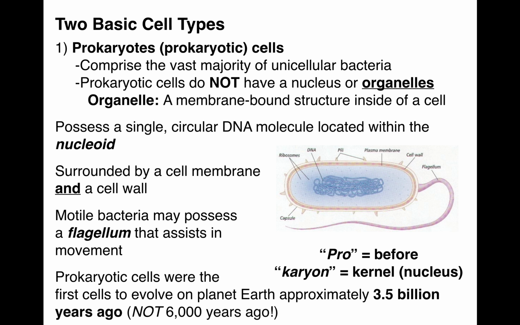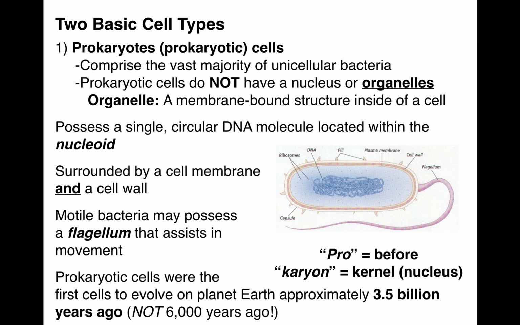Regardless, prokaryotes lack them. All prokaryotes, though, do have a couple of structures in common. They all have a circular DNA molecule located somewhere within the cell membrane. And all prokaryotes have both a cell membrane and a cell wall. This might be surprising to you because you may have learned that only plant cells have a cell wall. This isn't really true. Bacteria and actually fungi have both a cell membrane and a cell wall.